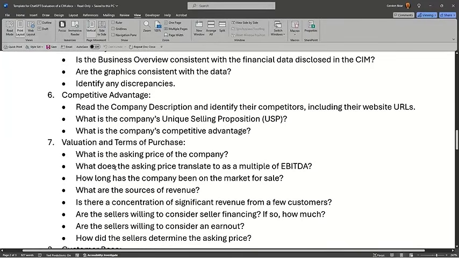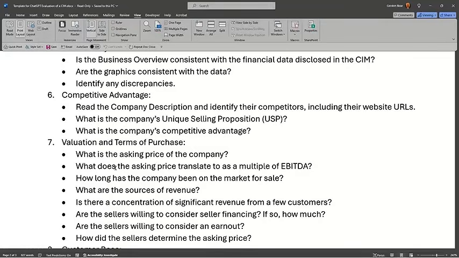Okay. Competitive advantage. Read the company description. This is your instruction to ChatGPT. Read the company description and identify their competitors, including the website URLs. So now it knows what this company does because it read the CIM. It's going to go onto the internet and identify its competitors and what their websites are.